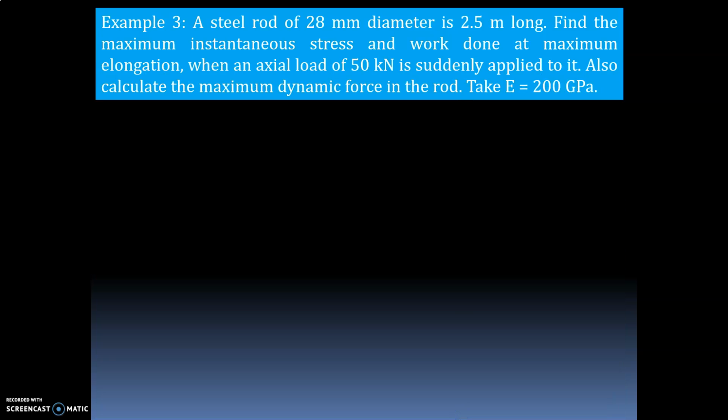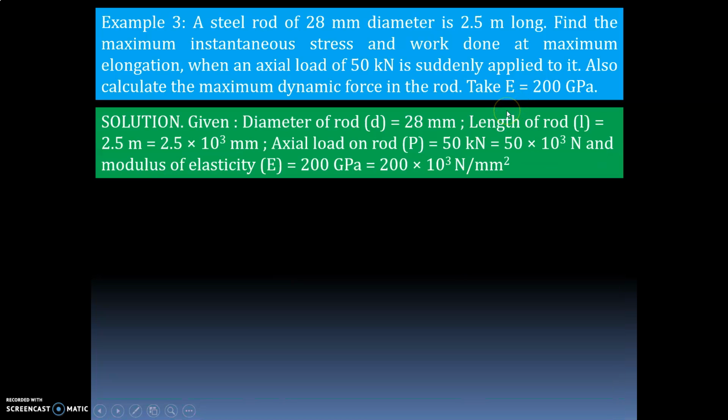A steel rod of 28 mm diameter is 2.5 meter long. Find the maximum instantaneous stress and work done at maximum elongation when an axial load of 50 kilonewton is suddenly applied to it. Also calculate the maximum dynamic force in the rod. Take E equal to 200 GPa. Okay, this is given here.